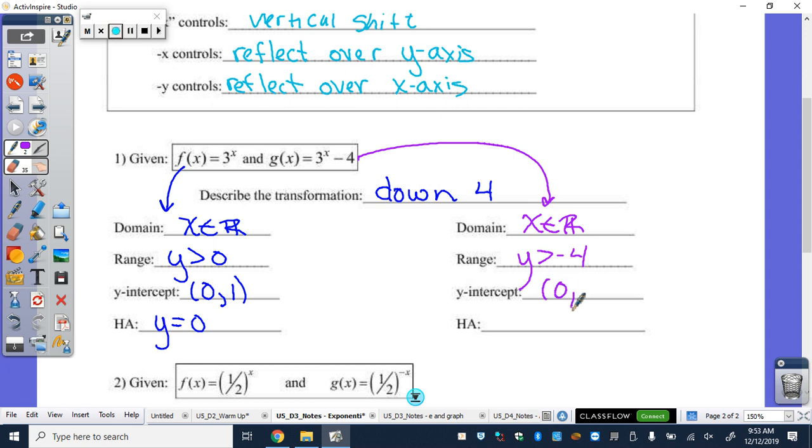Our y-intercept, though, it was at 1. So move 1 down 4, our y-intercept would be at 0, negative 3. And then your horizontal asymptote, that moves down 4 units also, so that would be at y equals negative 4. So a vertical shift affects those 3 things, your range, your y-intercept, and your horizontal asymptote.